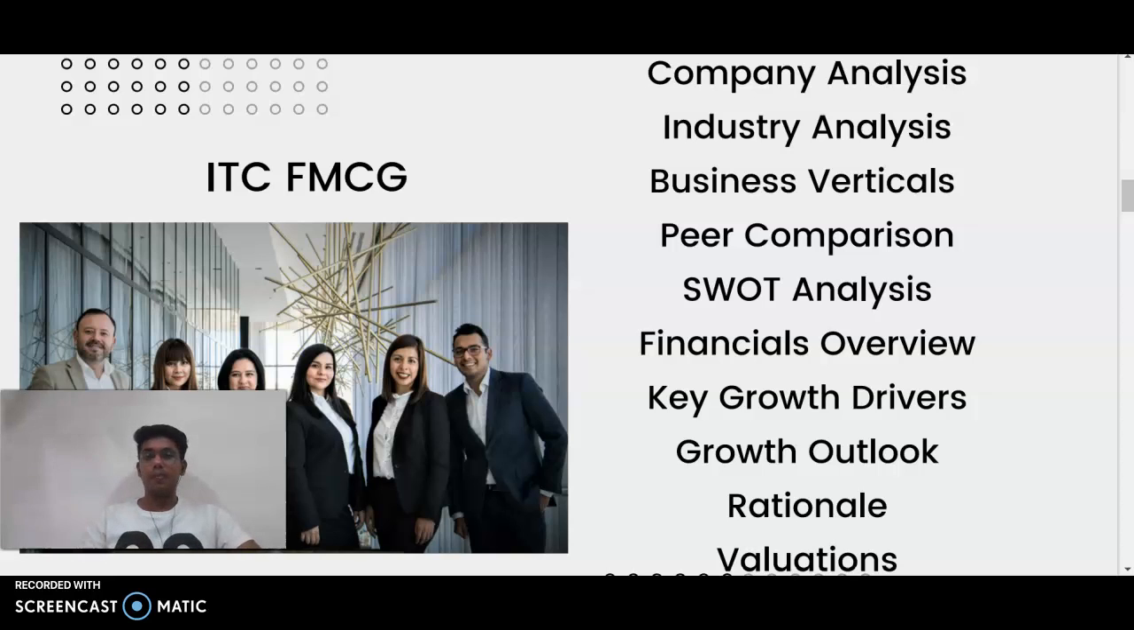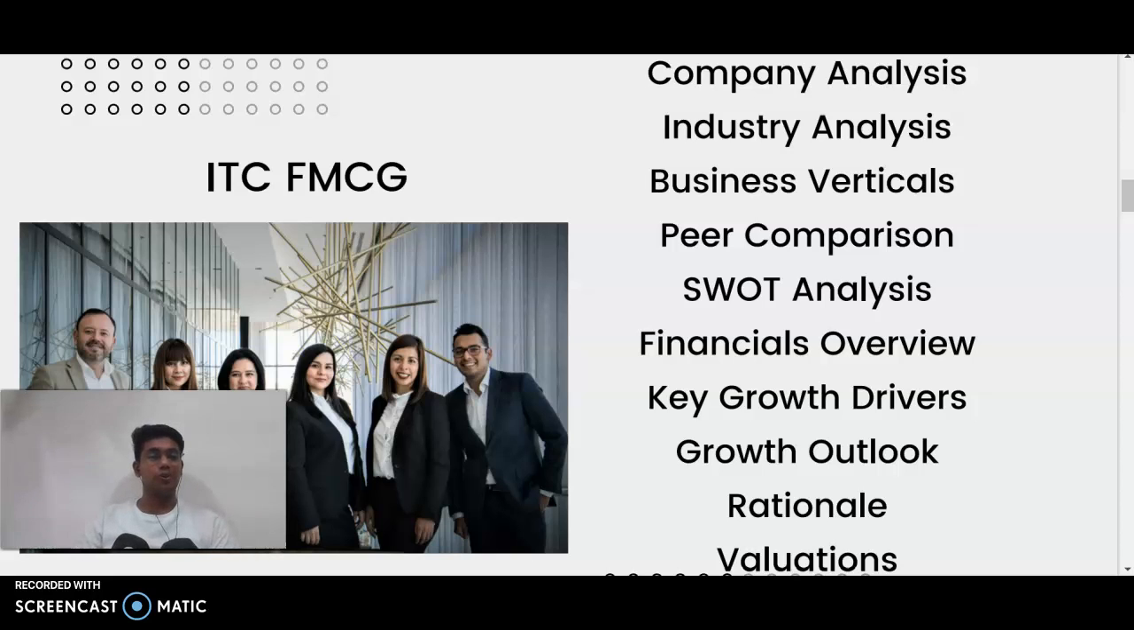Now coming to the financial overview, which contains three things: balance sheet, income statement, and cash flow. The most important, you should read in detail. And key growth drivers. Key growth drivers can be current scenarios like government spending and the ITC cigarette market. ITC FMCG is growing at a 20% growth rate on a quarter-on-quarter basis. So these are the growth outlook on the future side, what they are going to do.